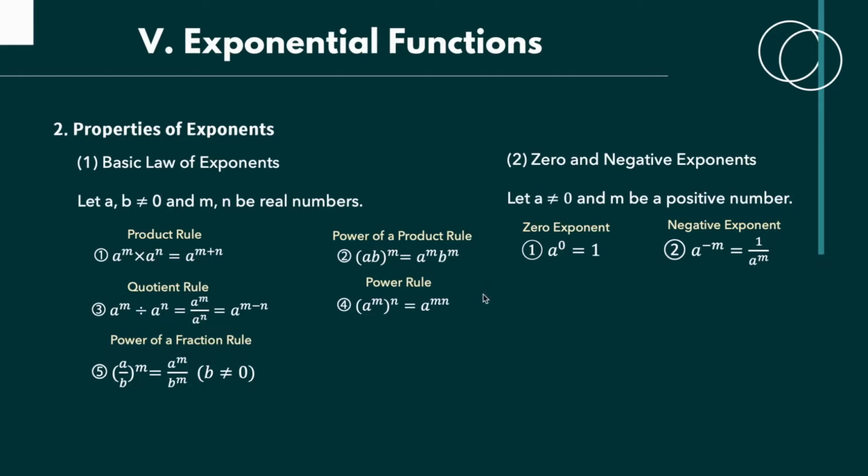And on the right, we have more rules for 0 and negative exponents. Let a be non-zero and m be a positive number. For the 0 exponent, we can say that a to the power of 0 is equal to 1. So 1 to the power of 0 is 1, 2 to the power of 0 is 1, 3 to the power of 0 is 1, and so on. For the negative exponent, we can say that a to the power of negative m is equal to the reciprocal of a to the power of m, or 1 over a to the power of m. Note that we keep the base the same when using these rules.